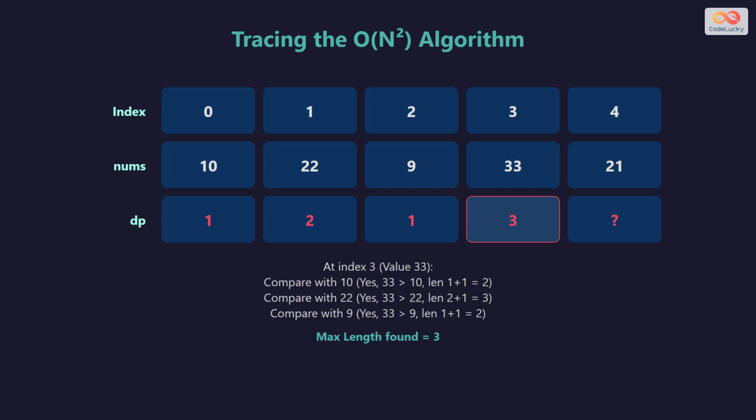Let us trace this. Suppose we are calculating for the value 33 at index 3. We look back at 10, 22, and 9. 33 is larger than all of them. The longest sequence we found ending at 22 had length 2. By appending 33, we get a length of 3. We repeat this comparison for every element against all its predecessors.